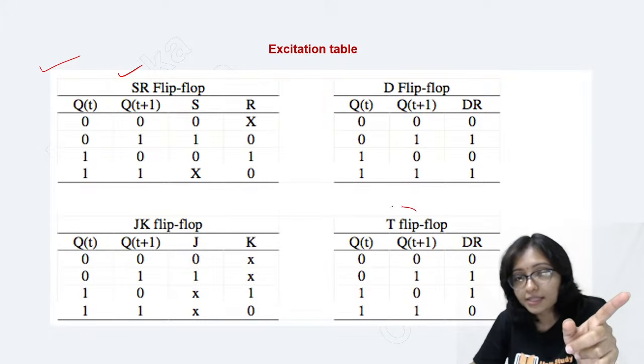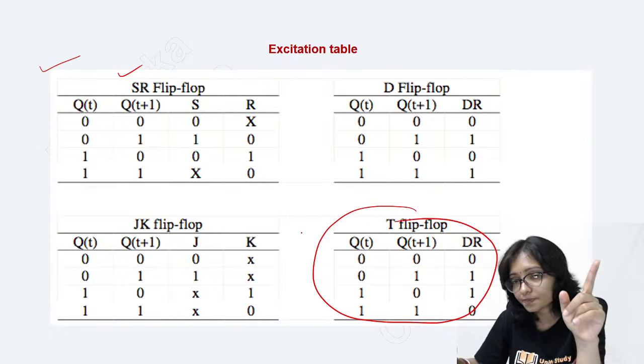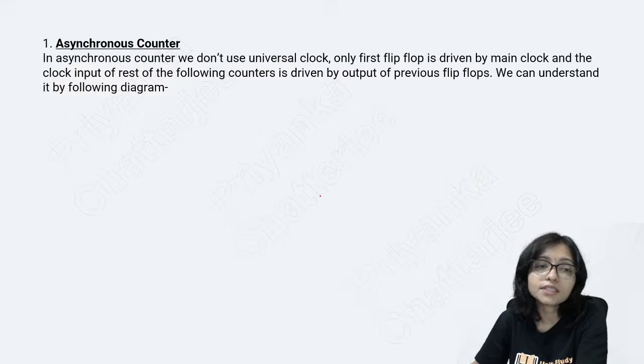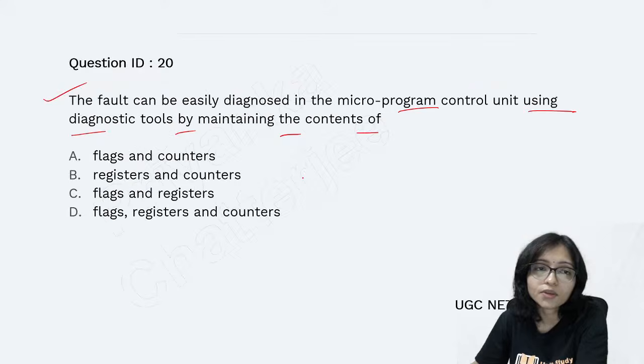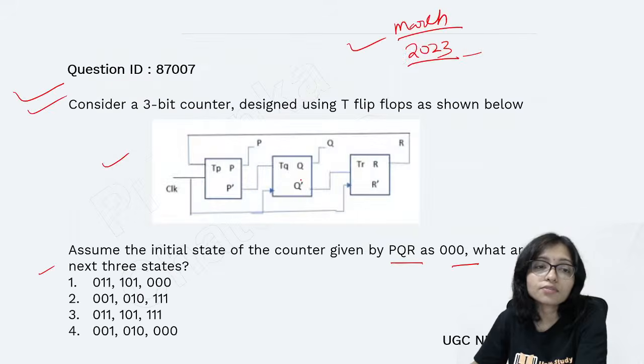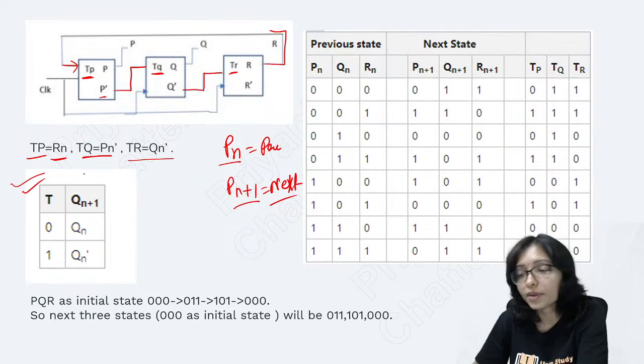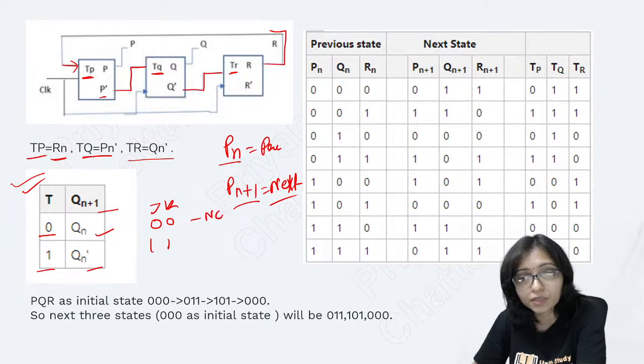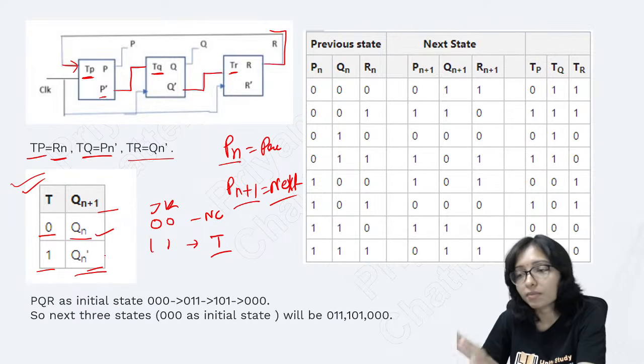You can see the excitation table of the T flip-flop was this one. So from this excitation table, you can solve this. The T flip-flop excitation table: when T is 0, then Qn plus 1 is Qn. When T is 1, then Qn plus 1 is Qn bar, because T comes from JK only, where only 0 0 and 1 1 are possible. 0 0 means no change, 1 1 means toggle. That's why it is Qn and Qn bar. Simple, right?